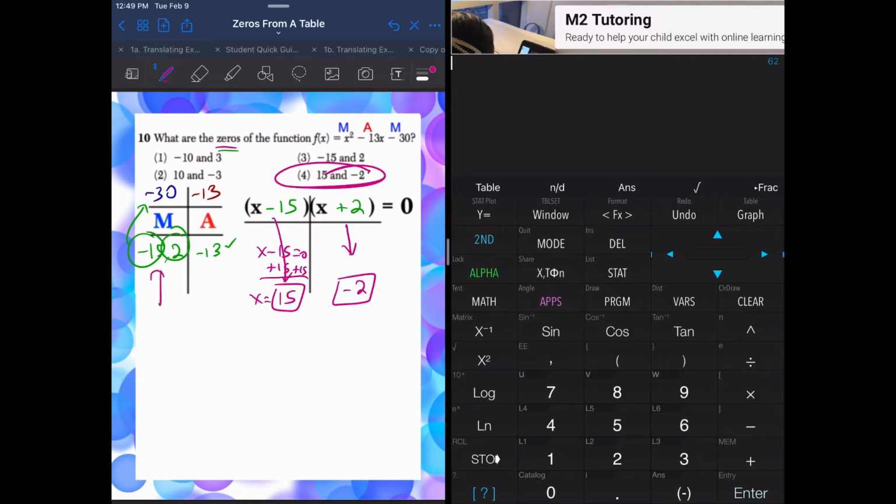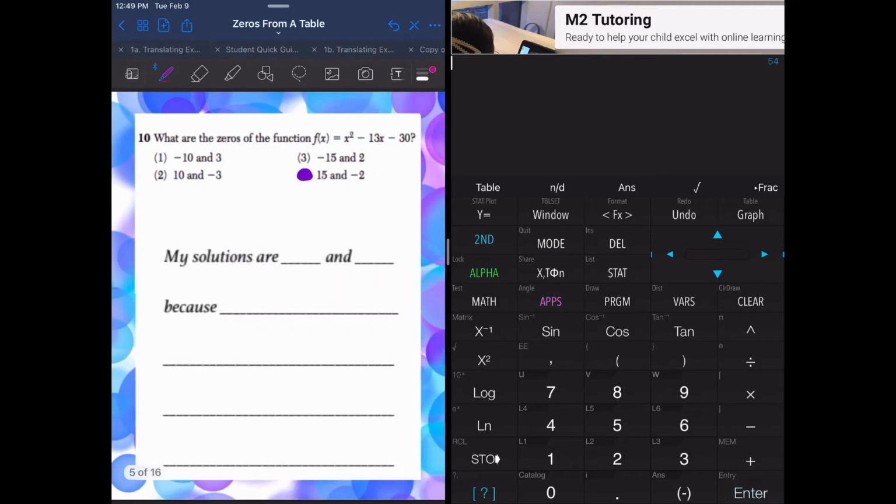It's tough because of this whole guessing part here. I'm going to show you a life hack that involves the graphing calculator. This is the same problem from the last slide. I already know my answer, 15 and negative 2. And I'm going to show you an easier way to do this.